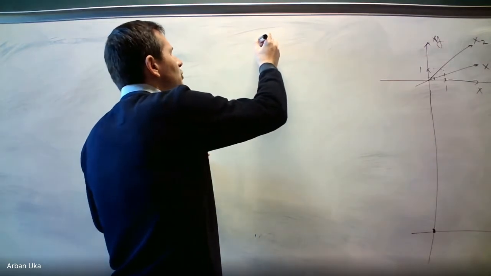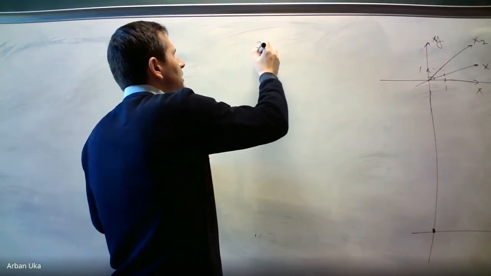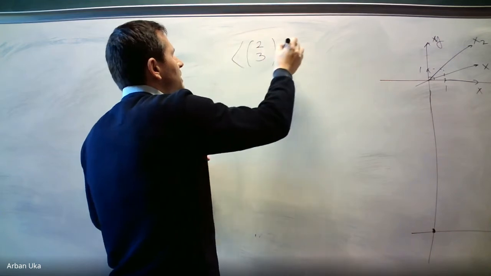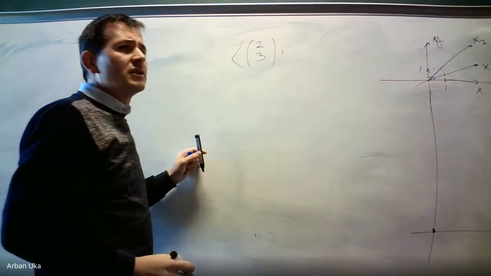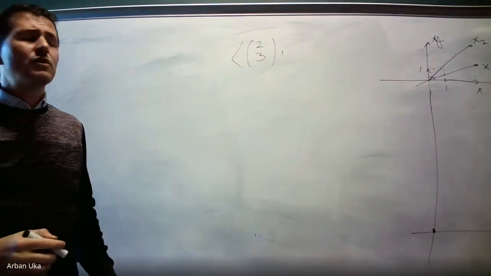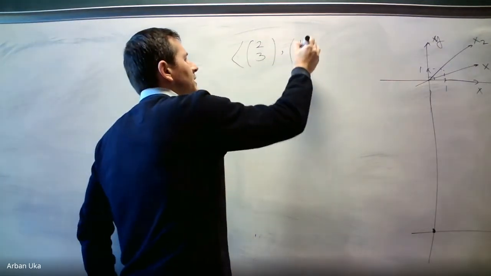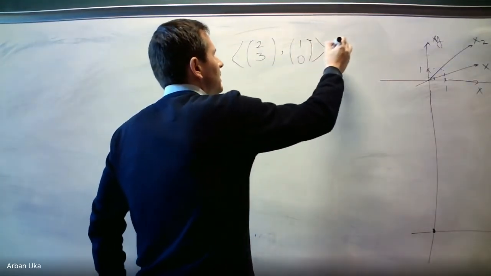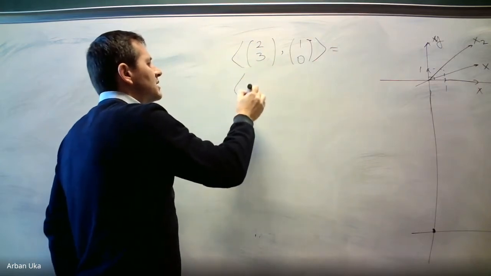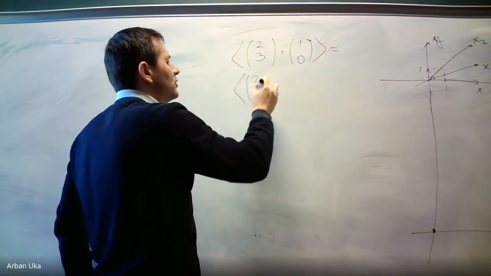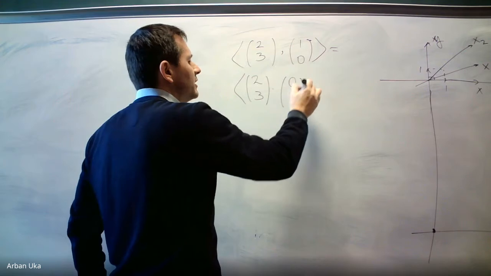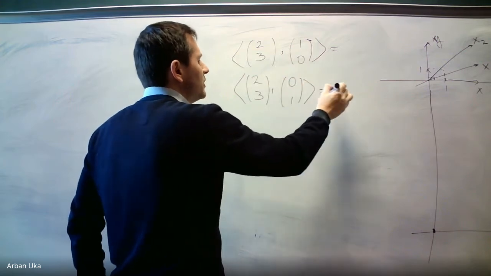We do the inner product of 2, 3. We take the inner product with the unit vector along the axis of interest. What is the unit vector along the x? 1, 0, right? This is the projection. What else? The projection along the y is 2, 3, inner product with 0, 1, right? Okay, we get this one.